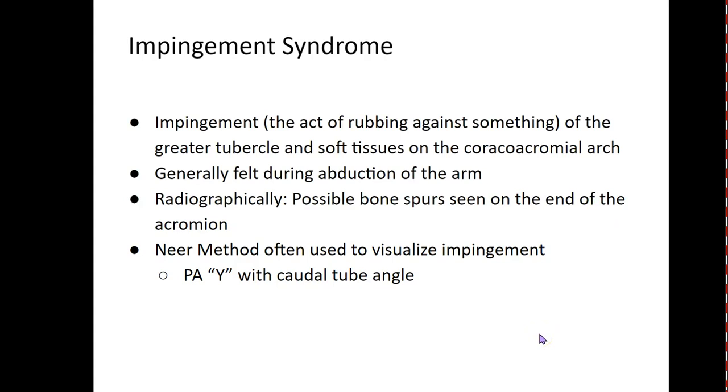The best projection to visualize impingement is the NEAR method. And the NEAR method, remember, is a PA Y with a caudal tube angle. And usually the tube angle is 15 to 20 degrees caudal. So the NEAR method is different than your traditional Y because of the caudal tube angle. Okay, but please know that if you wanted to visualize impingement, you could do the NEAR method.